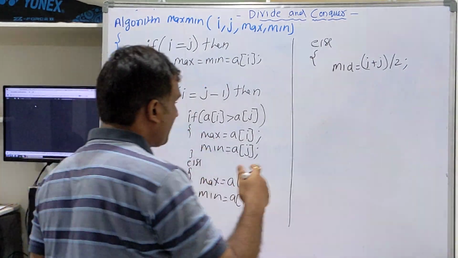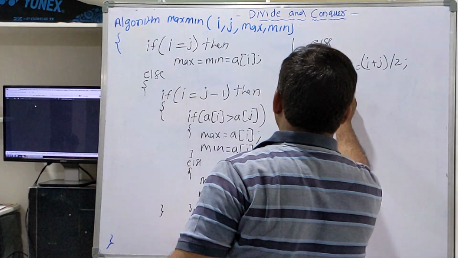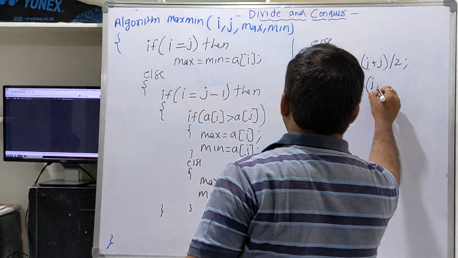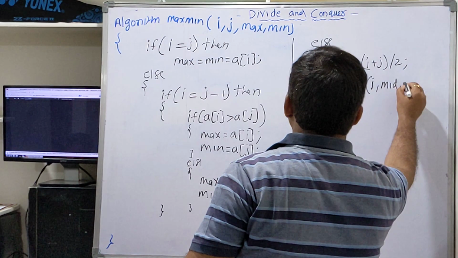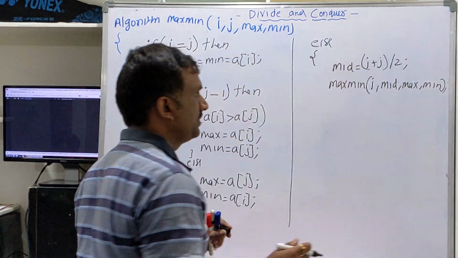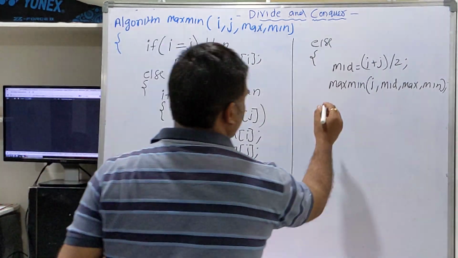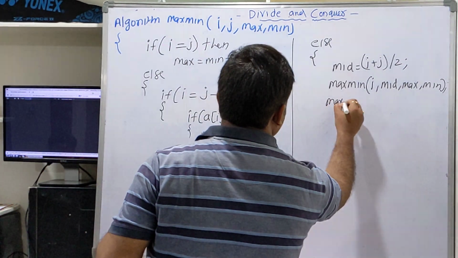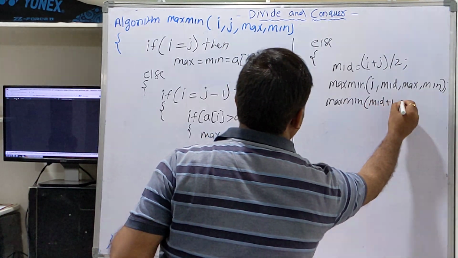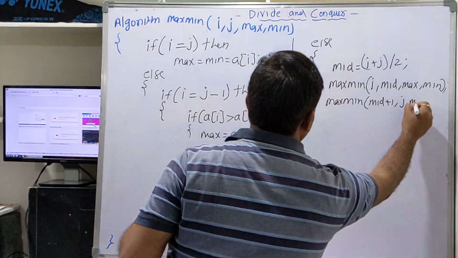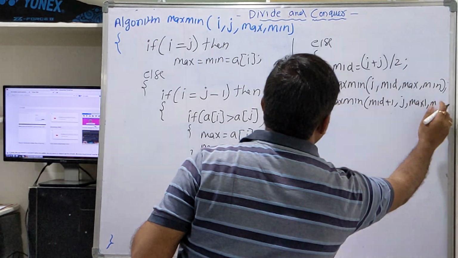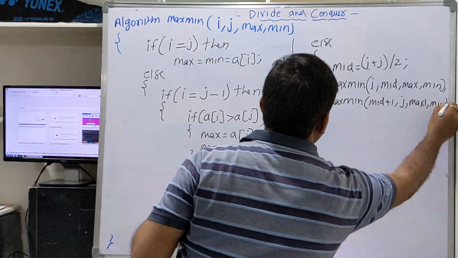Now on the first piece you apply MaxMin. The same MaxMin you will apply: MaxMin of i comma mid comma max comma min. And on the second piece also, once again you apply MaxMin: MaxMin of mid plus 1 comma j comma. The only difference is you take the temporary variables max1 and min1.